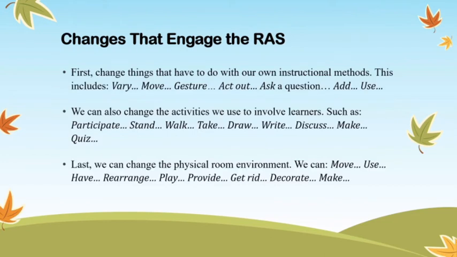Changes that engage the RAS. First, we can change things that have to do with our own instructional methods. This includes varying the tone, speed, loudness, or softness of our own voice, moving, gesturing while we speak, acting out a story, asking a question, adding humor, using topic-related visual images. We can also change the activities we use to involve learners, such as participating in short, quick review activities, standing and stretching, walking, taking notes, drawing, writing topic-related comments, discussing, making a quick review quiz.